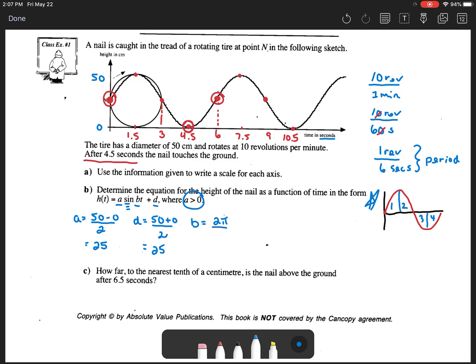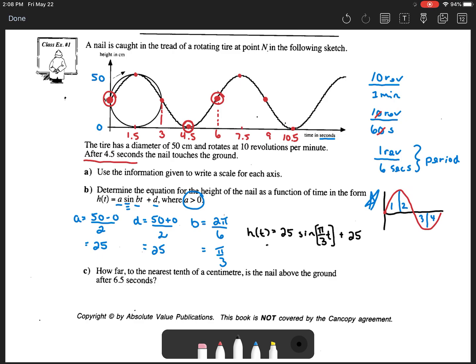So what I need to do now is calculate the B value. The B value will be the normal period length for sine divided by the period length in this question, which was 6 seconds. 2π over 6 reduces to π over 3, so π over 3 is my B value. So now I'm able to write the equation for this function, which will look like this. H of t is equal to 25 sine of π over 3 t, and then I add the D value, which is 25.